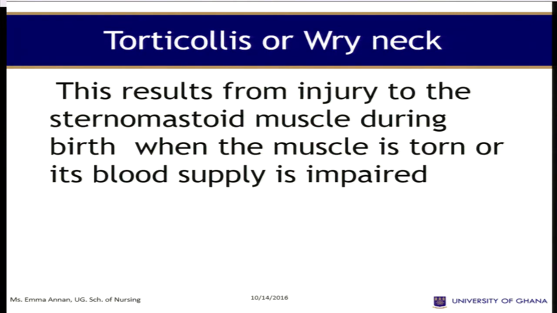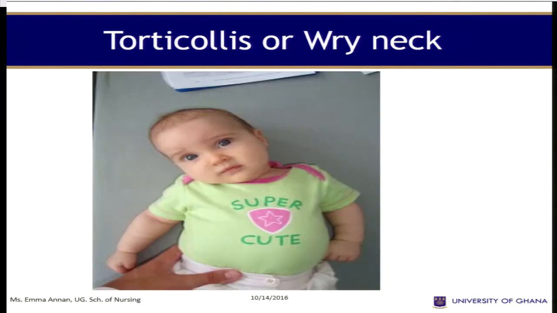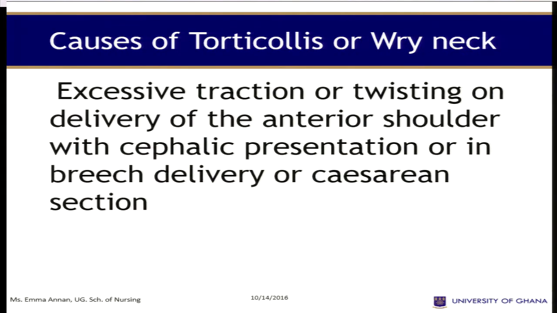This results from injury to the sternocleidomastoid muscle during birth, when the muscle is torn or its blood supply is impaired. So this is an image of a baby with torticollis or wry neck. The cause of torticollis is excessive traction or twisting on delivery of the anterior shoulder with cephalic presentation, or in breech delivery or cesarean section. So when there is excessive twisting of the anterior shoulder, it can lead to torticollis.